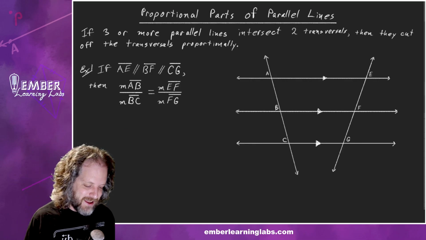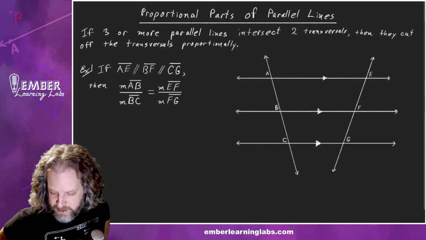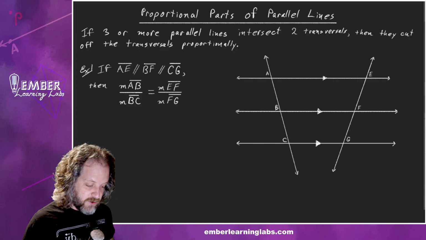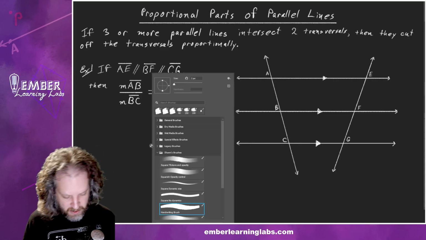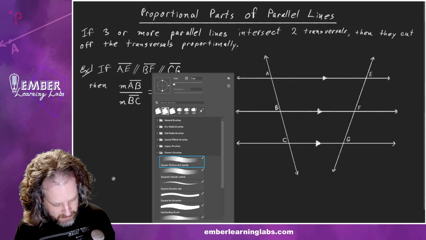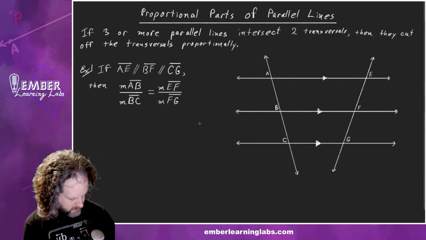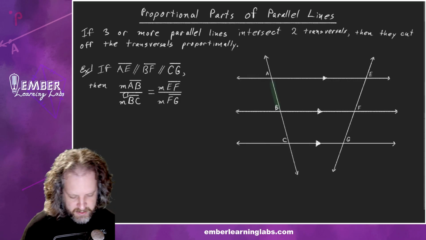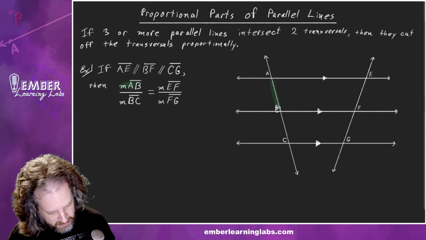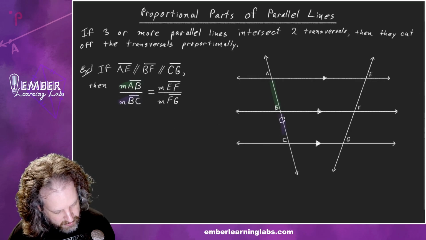Another theorem is proportional parts of parallel lines. It says if three or more parallel lines intersect two transversals, then they cut off the transversals proportionally, right? So let's get our thing with some opacity in it. AB is proportional to BC. All right? So that is what is going on here.